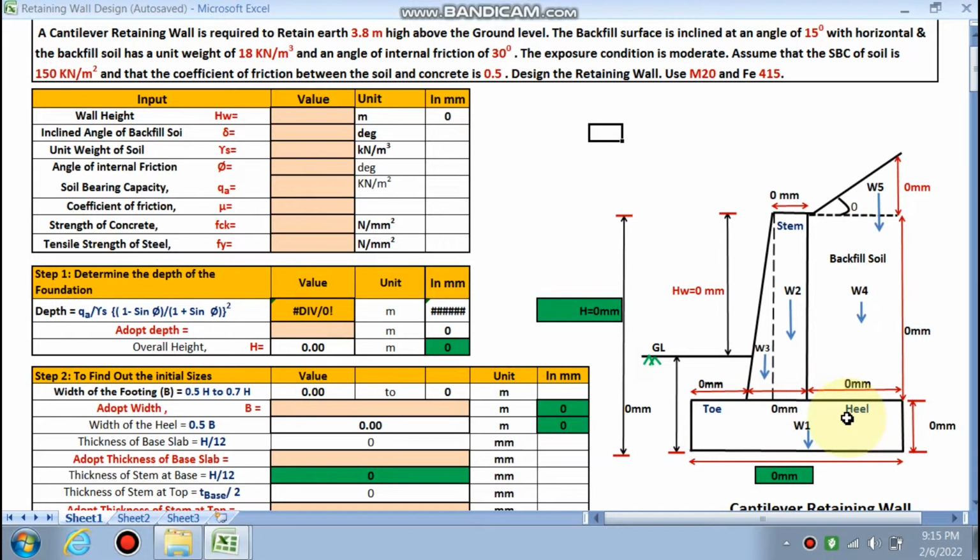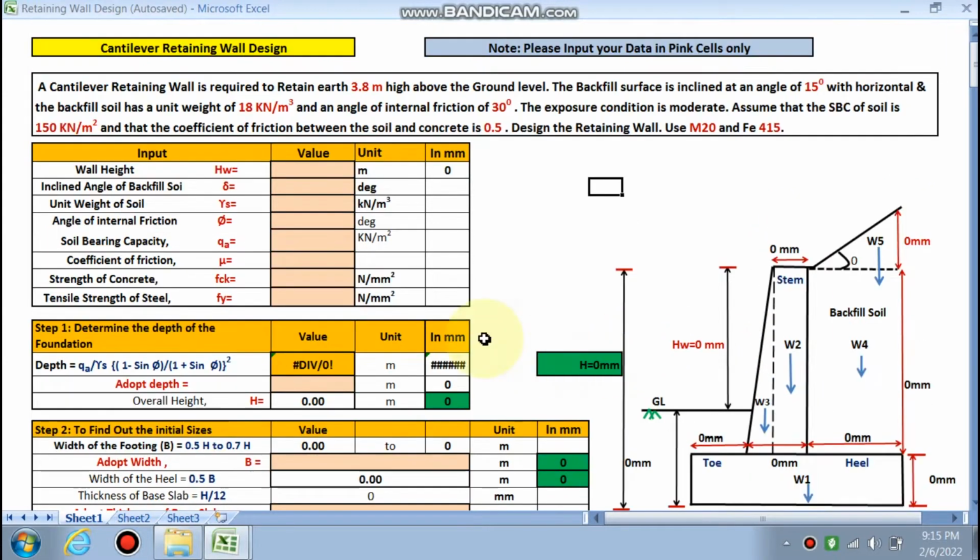The heel portion is always where the backfill soil is; that portion is called the heel portion, right? And the front portion is called the toe portion. This is the vertical stem, right? And we are going to design this cantilever retaining wall through our Excel sheet. You have to put your data in these pink cells only. I'm going to show the different steps we are going to follow to design through this Excel sheet.